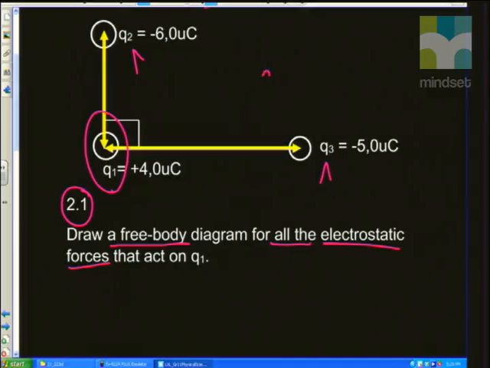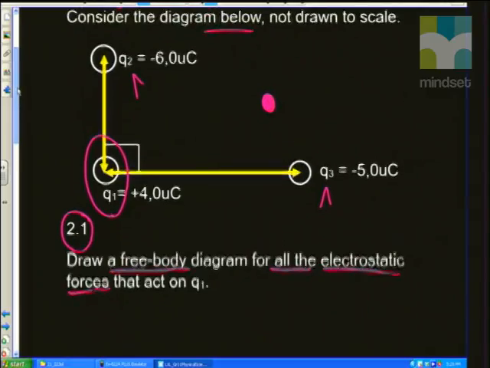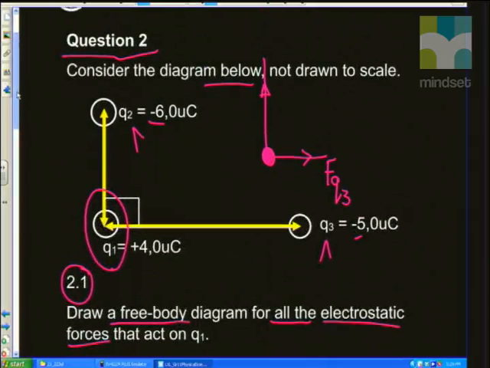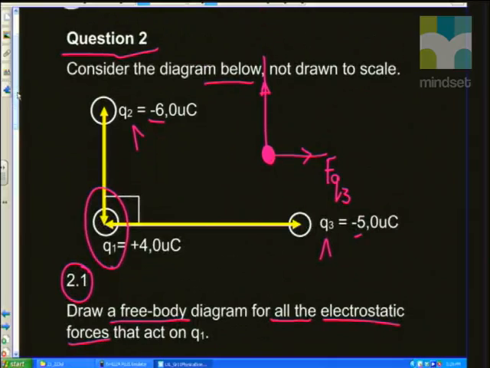That would mean I would have my dot to represent the sphere. Remember how to do free body diagrams: you use a dot to represent that object. Then we know there's a force of attraction between Q1 and Q3, so this will be the force on Q1 due to Q3. Of course, if you look, that is minus 6, this is minus 5, so this one should be longer in length compared to the other one because it has a bigger charge. So this is the force on Q1 due to Q2. You do that, you have answered that question.